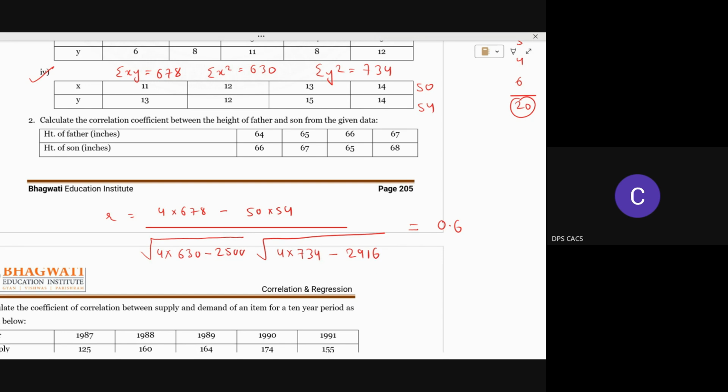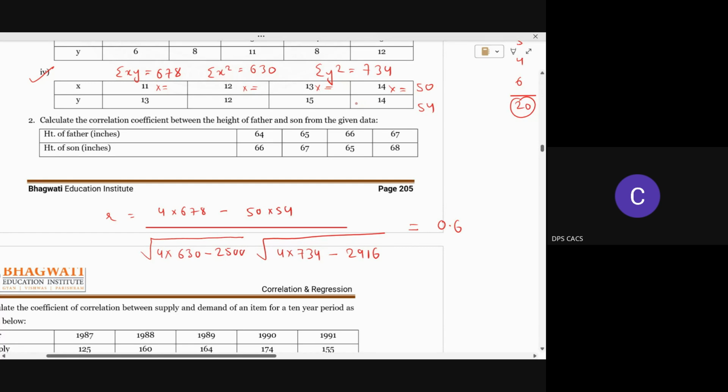I don't know how many people are using the tricks. The GT button we are using. Into equal to you can use. 11 into equal to will give you the square of 11. 12 into equal to, 13 into equal to, 14 into equal to, then the GT button.